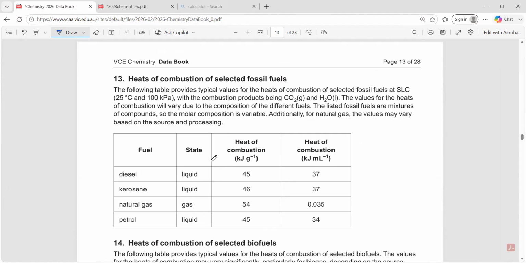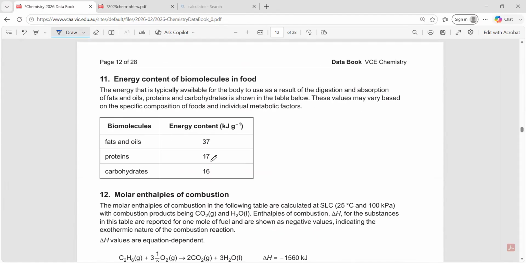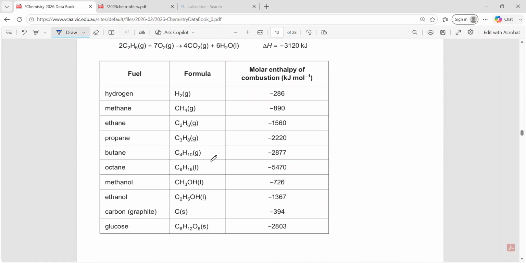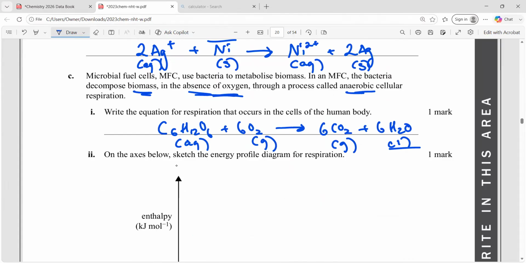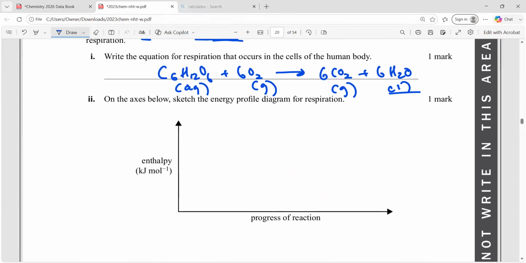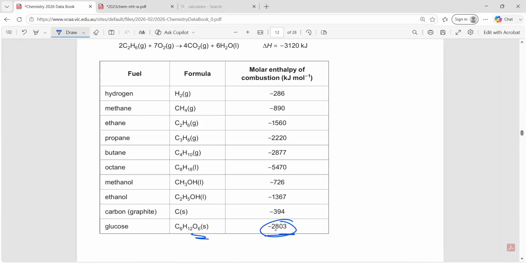Biodiesel, bioethanol, that's fine. Hmm. Oh, there is glucose here. That's in aqueous. Okay, it's 2803. So on the axis below, sketch the energy profile diagram for respiration. So we basically need to show that there is an enthalpy change of 2803.